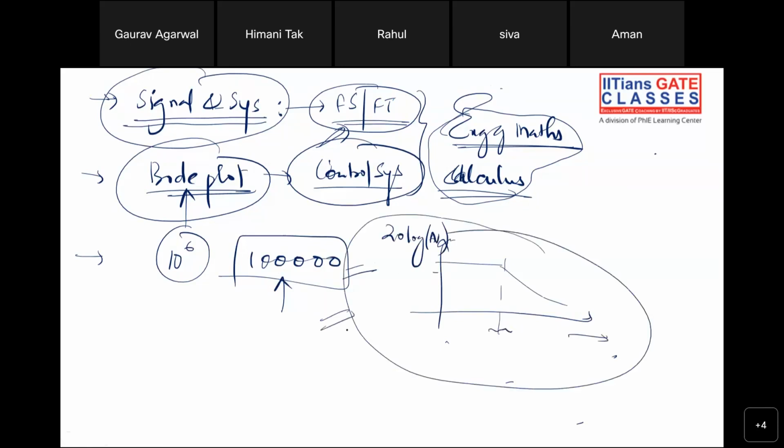And you can also easily tell the nature of the circuit. One guy in the beginning told me that the circuit is low pass or high pass. So by drawing this Bode plot, at least you can name it. But you must be good at the basics of the Bode plot.